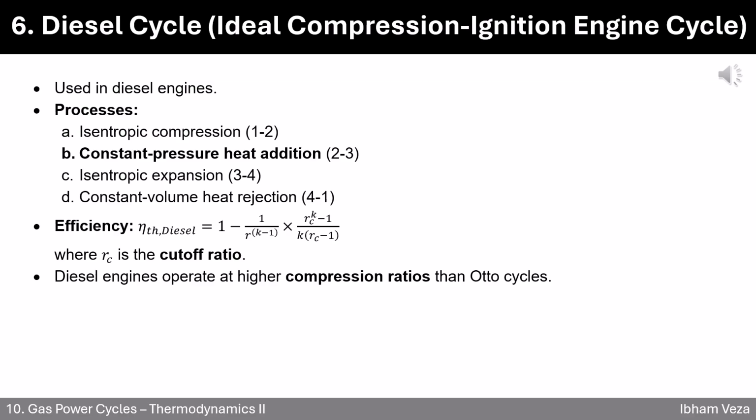The efficiency formula looks more complicated because it includes both the compression ratio and something called the cutoff ratio, which is the point where fuel injection stops. One important feature of diesel engines is that they run at much higher compression ratios than gasoline engines, which boosts efficiency. The good news is, diesel fuel is less prone to knocking, so these engines can safely operate at these high compression levels. In short, diesel engines trade off a slightly longer heat addition phase for the ability to compress more and burn fuel more efficiently.